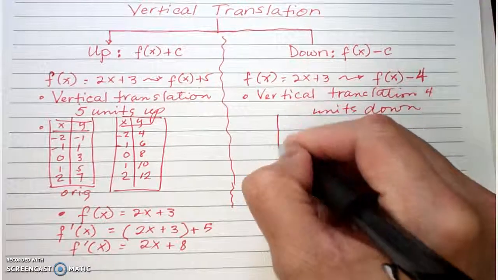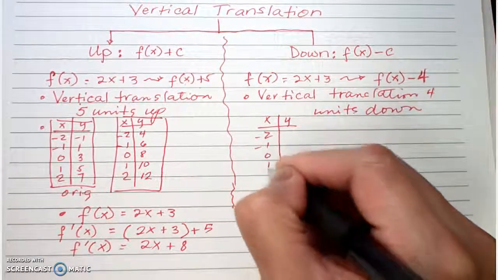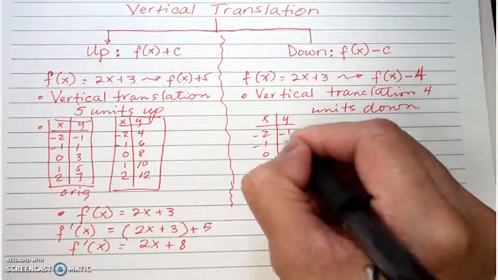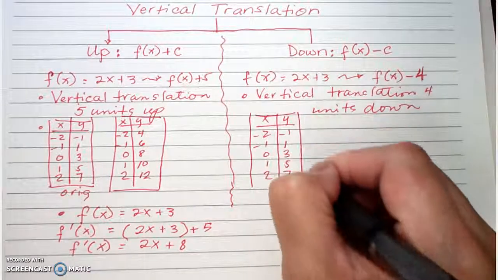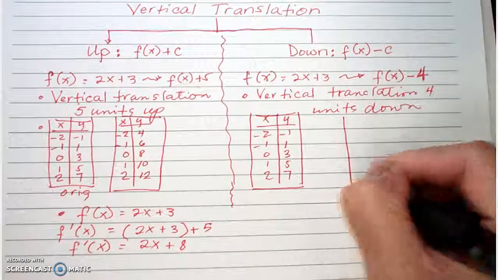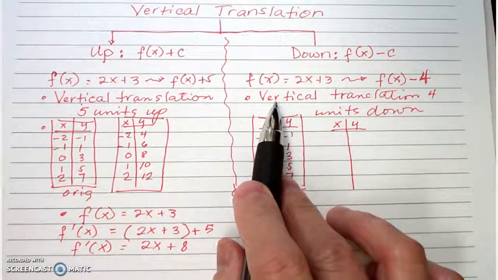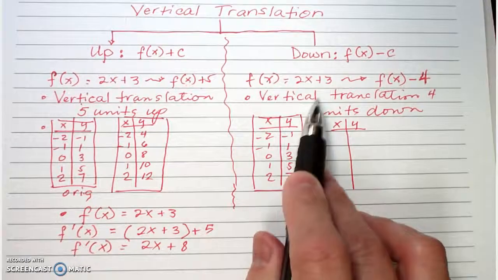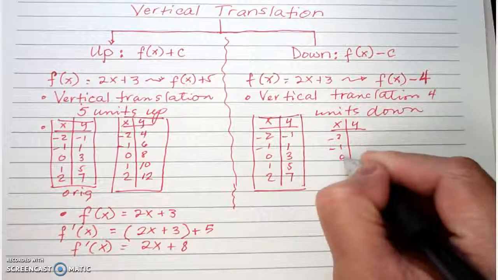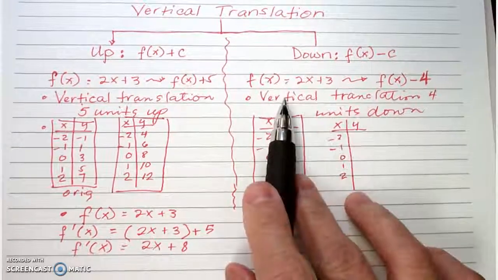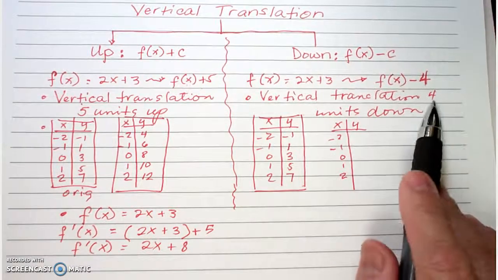We want the old table, -2, -1, 0, 1, 2, which is a -1, 1, 3, 5, and 7. This is your original, and your new table is going to come from the description right here. It says vertical translation, meaning to say y values will be affected, x won't. So copy them down, -2, -1, 0, 1, 2, and all the y values are going to be translated 4 units down, meaning that's a -4.